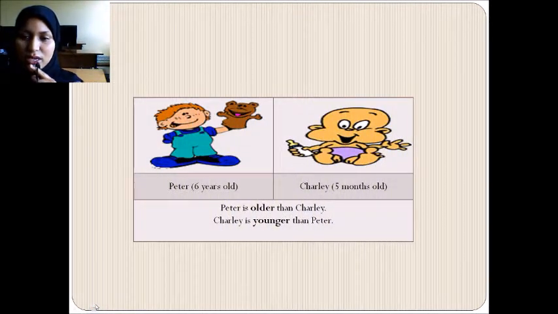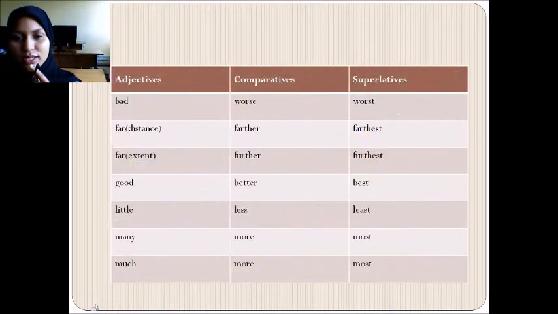We have this table here, which shows us two little baby boys. We have Peter, who is 6 years old, and Charlie, who is 5 months old. So we say Peter is older than Charlie, and we say Charlie is younger than Peter, for example.